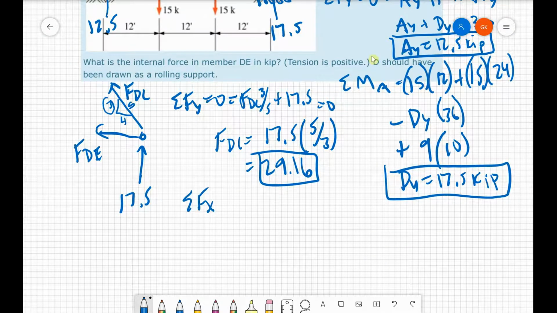Now I do the sum of the forces in the X. The reason I did the sum of the forces in the Y first is because I only had one unknown. I was able to solve it instantly, and I was able to avoid algebra by doing that.